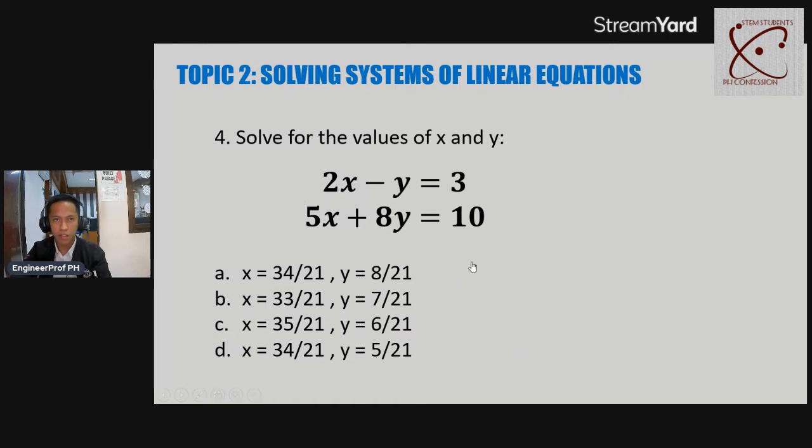Okay? So sa calculator kasi natin, sa Casio 991EX, we can use the menu and equation for us to solve two variable equation, 2 unknown, 3 unknowns, up to 4 unknowns. So x, y, apat na variable ang pwede nating mahanap. So we have here solve for the values of x and y. Okay, so for the first equation, we have 2x minus y equals 3, and we have for the second equation, we have 5x plus 8y equals 10.